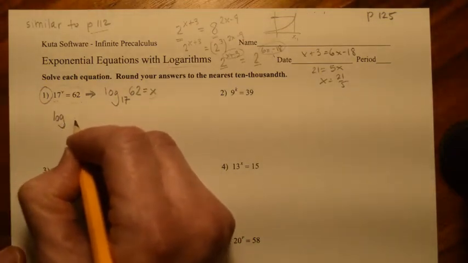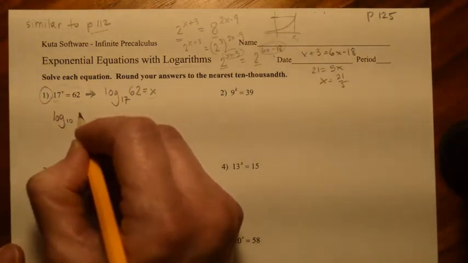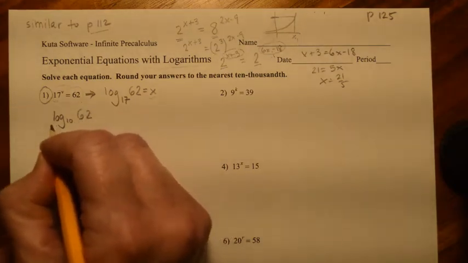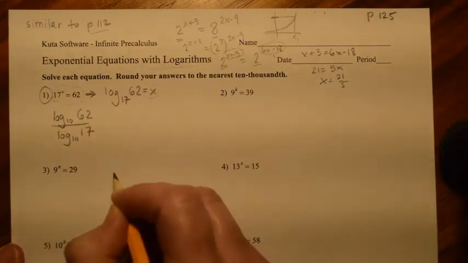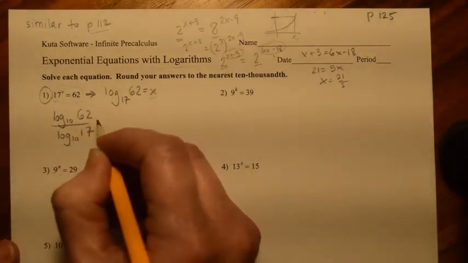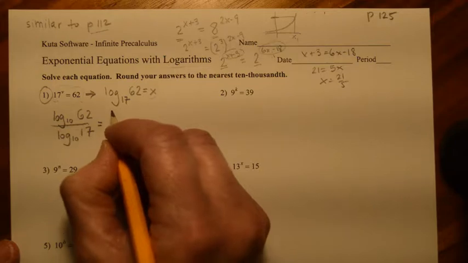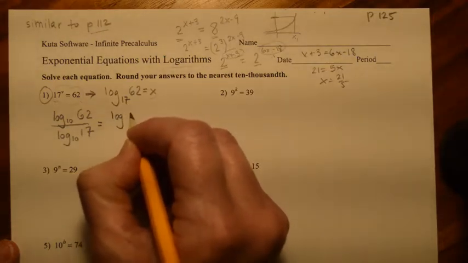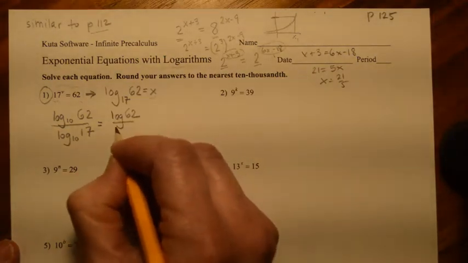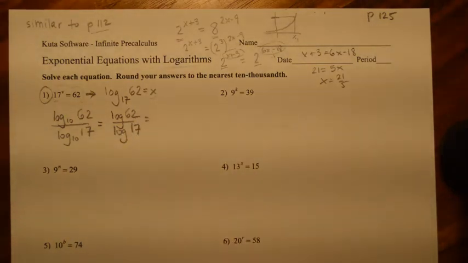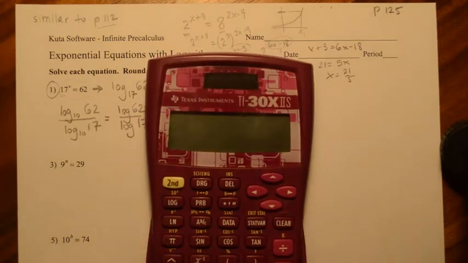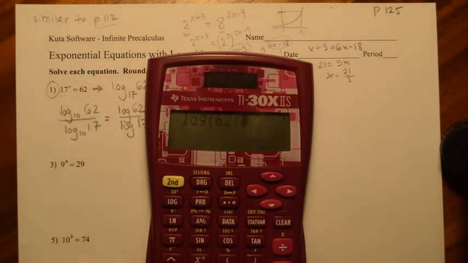So this is log base 10, or base e, whichever you prefer, of 62 over log base 10 of 17. And again, you don't even need to write that 10 in there. We haven't done that in the past problems, but without writing the base, the log is still assumed to be base 10. So you could actually be writing it like this. All right, I'm going to do that in my calculator. And so I'm going to get log of 62 divided by log of 17.